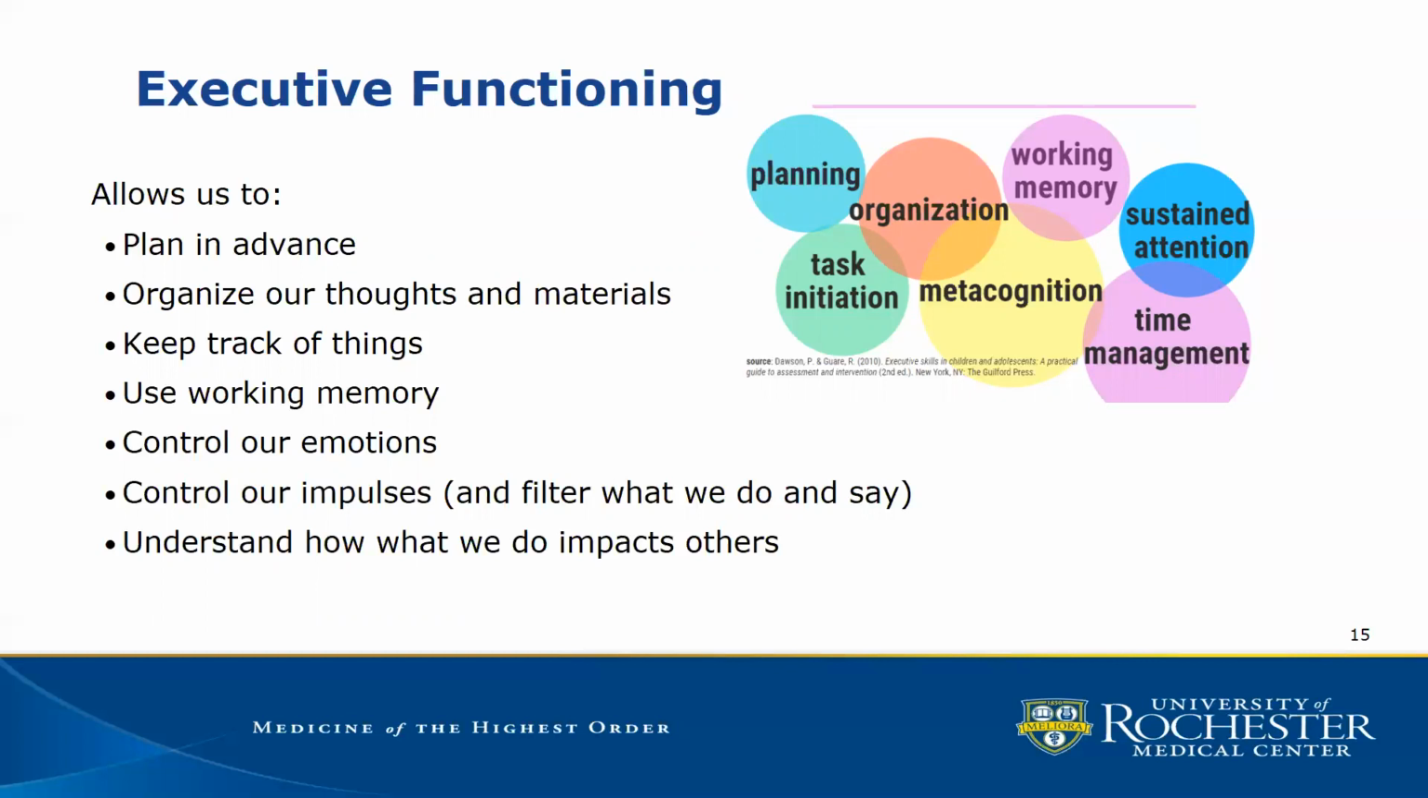And then understanding how what we do impacts others, the perspective taking that allows us to really evaluate how we affect other people, and then whether or not we change our behavior based on the effect that we're having on other people. So, these things are very common in kids with autism spectrum disorder. Not every kid with ASD or a person with ASD is going to show all of these, but most autistic individuals do have difficulties with aspects of executive functioning.